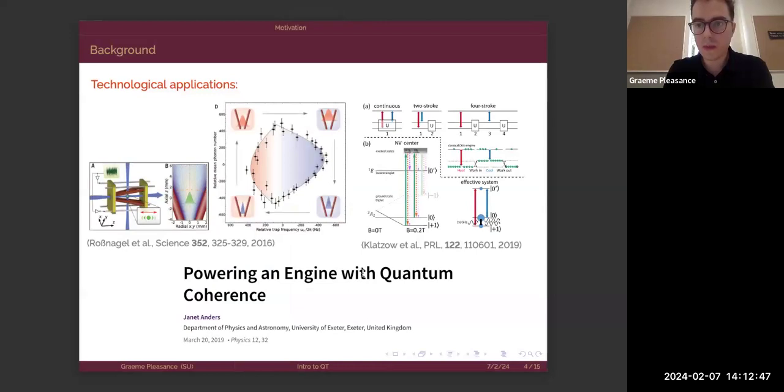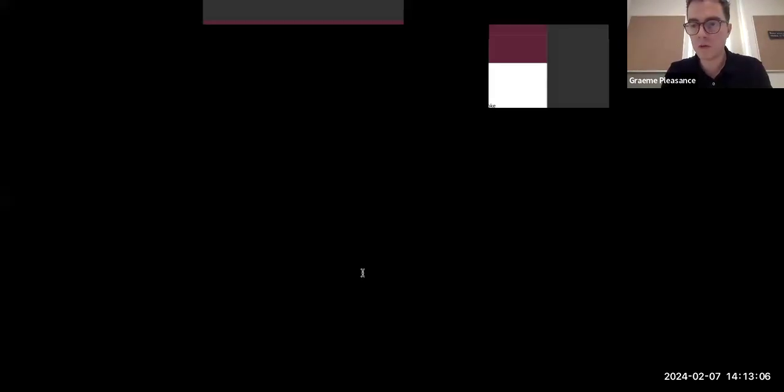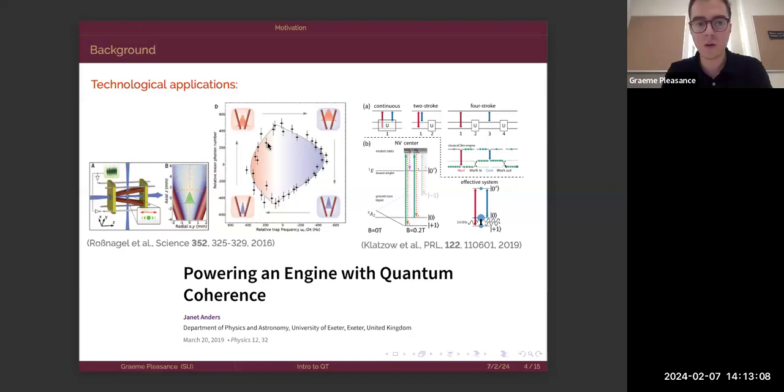Okay, so I should say that quantum thermodynamics is still a relatively young field, and a lot of the work is still primarily theoretical, although there have been, at least in the last 10 years, some seminal experimental results that I wanted to highlight. So here I have included some figures which illustrate two notable examples.